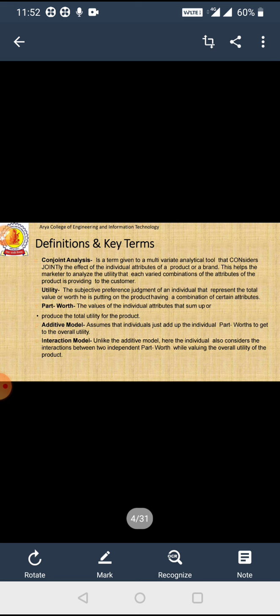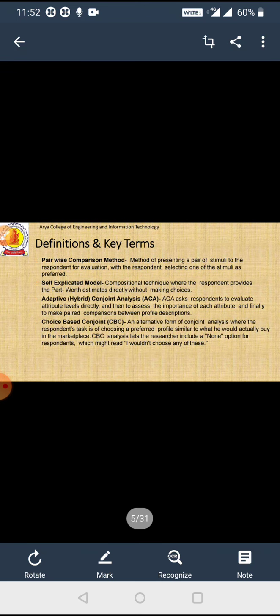Part-worth, additive model, interaction models, pairwise comparison test: a method of presenting a pair of stimuli, where the response is the evaluation, with the respondent selecting one of the stimuli. There are two types of conjoint analysis. First is adaptive, which is known as ACA. ACA asks a respondent to evaluate attribute levels directly, then assess the importance of each attribute, and finally make paired compromises between profile descriptions.